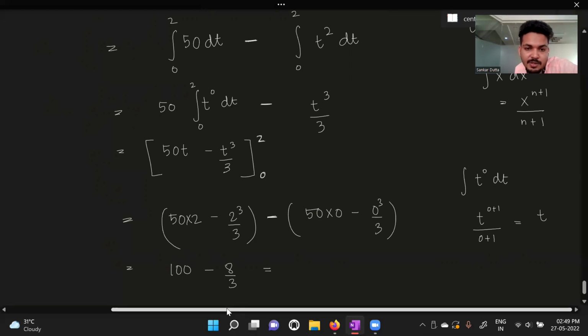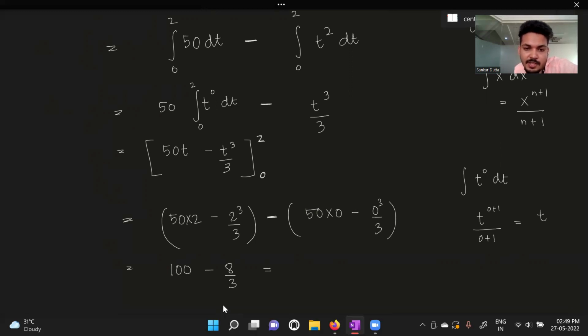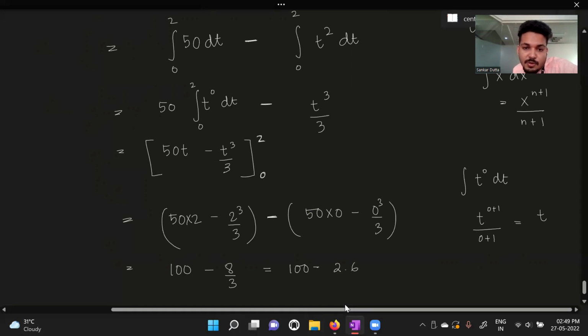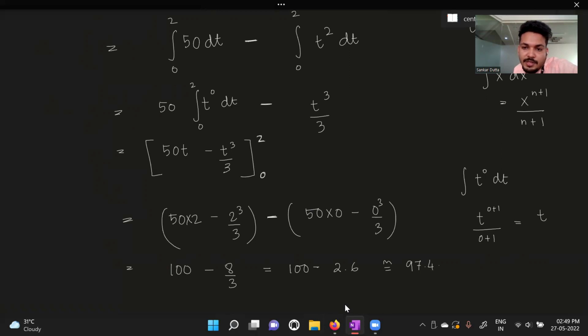So this will give me how much? How much is 8 divided by 3? So this is 100 minus, 3 2s are 6, almost 2.6. So this is roughly around 97.4 meters. So do you remember the question? In 2 seconds, how much has the body traveled? The correct answer is how much? 97.4 meters. This is 100% accurate.